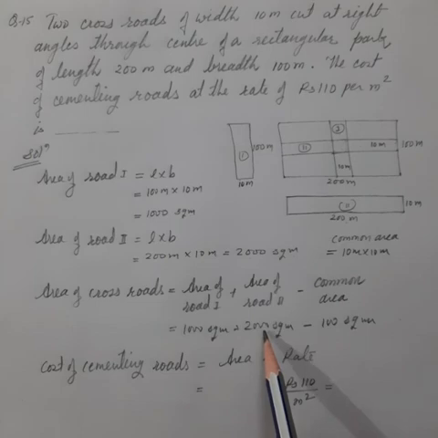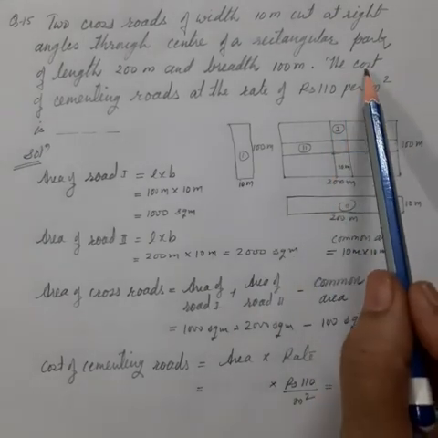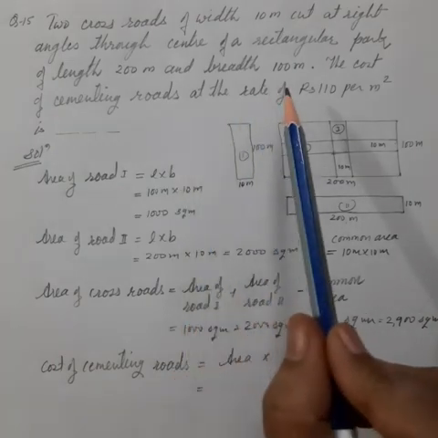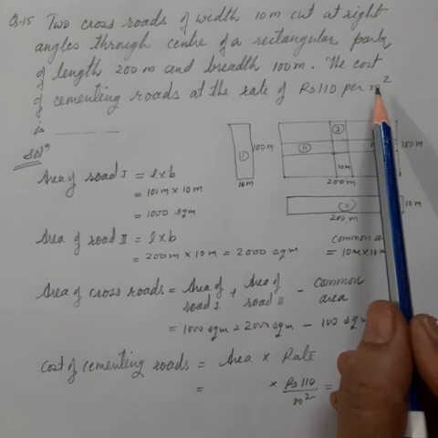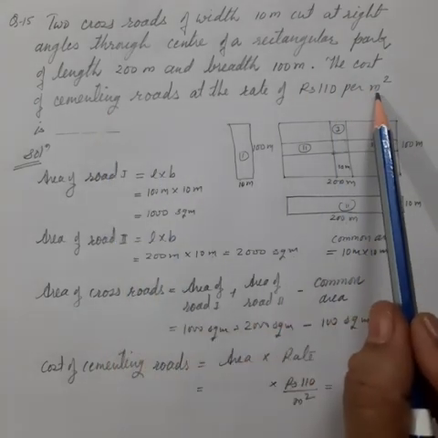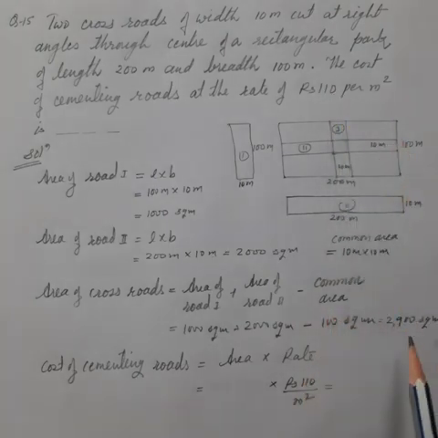1000 plus 2000, 3000. 3000 minus 100, 2900 square meter. The area of crossroads is 2900 square meter. We have to find out the cost of cementing the roads. The rate of cementing is given rupees 110 per meter square. That means for cementing 1 meter square area, rupees 110 is required. And we have to find out the cost of cementing 2900 square meter area.